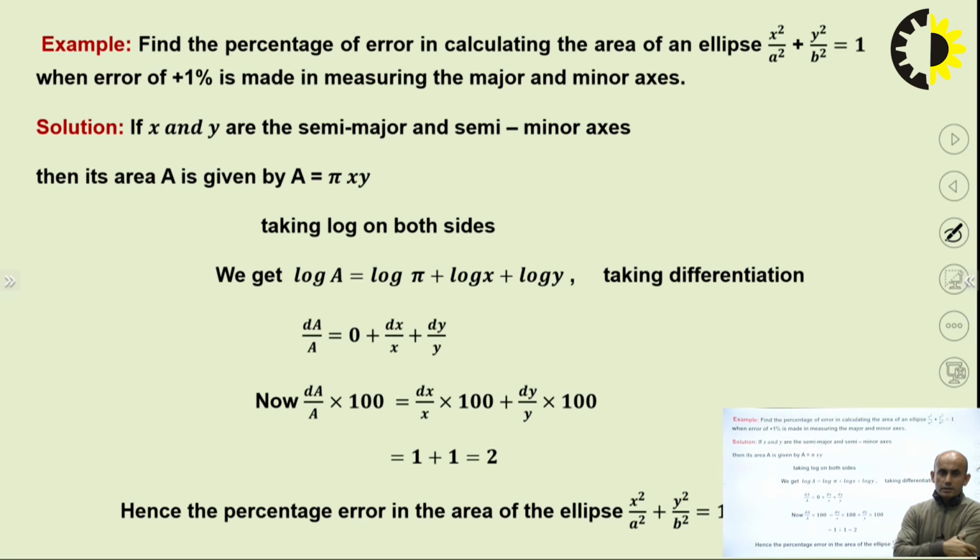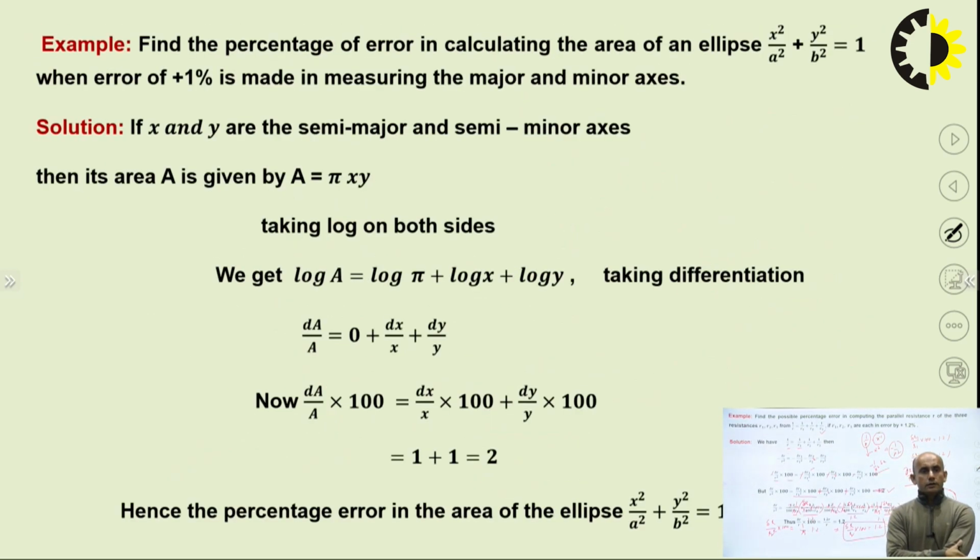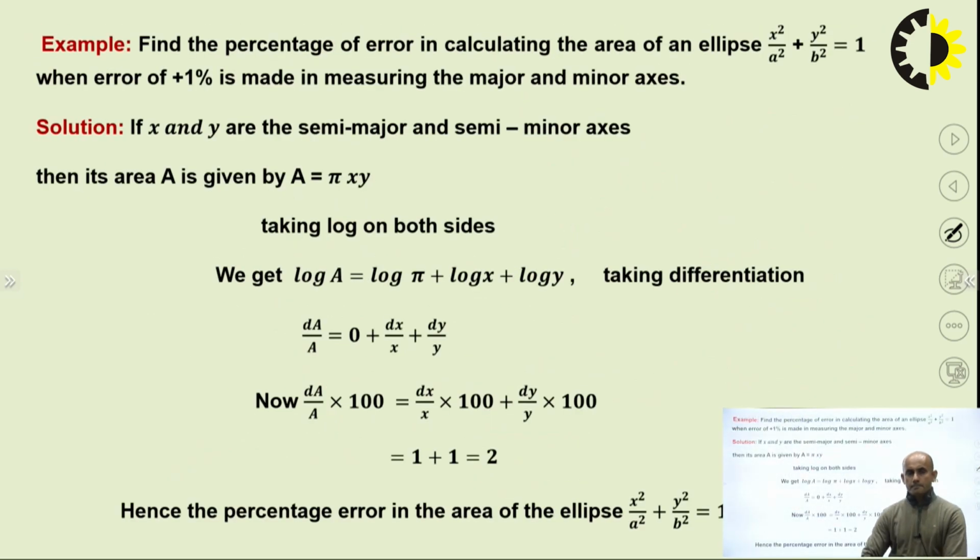So if we have any ellipse, an equation is x square upon a square plus y square upon b square, then the area of ellipse will be A equals to pi xy, where x is the length of semi major axis and y is the length of semi minor axis, and this is the area, A equals to pi xy. And if we take logarithm on both sides, then we get logarithm of A equals to logarithm of pi xy.